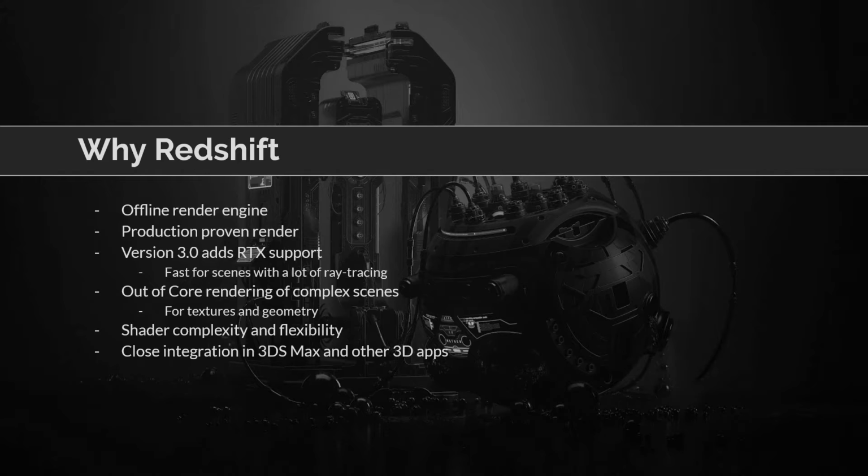One of the main reasons why Redshift is a production proven render is because it's built on out-of-core architecture, which means that even in the situations where GPU memory is not large enough to store all the data for rendering, so all the textures and geometry, it will still be able to render those scenes by offloading parts of the scene that are not necessary for rendering and then loading it back again on GPU when it's needed.